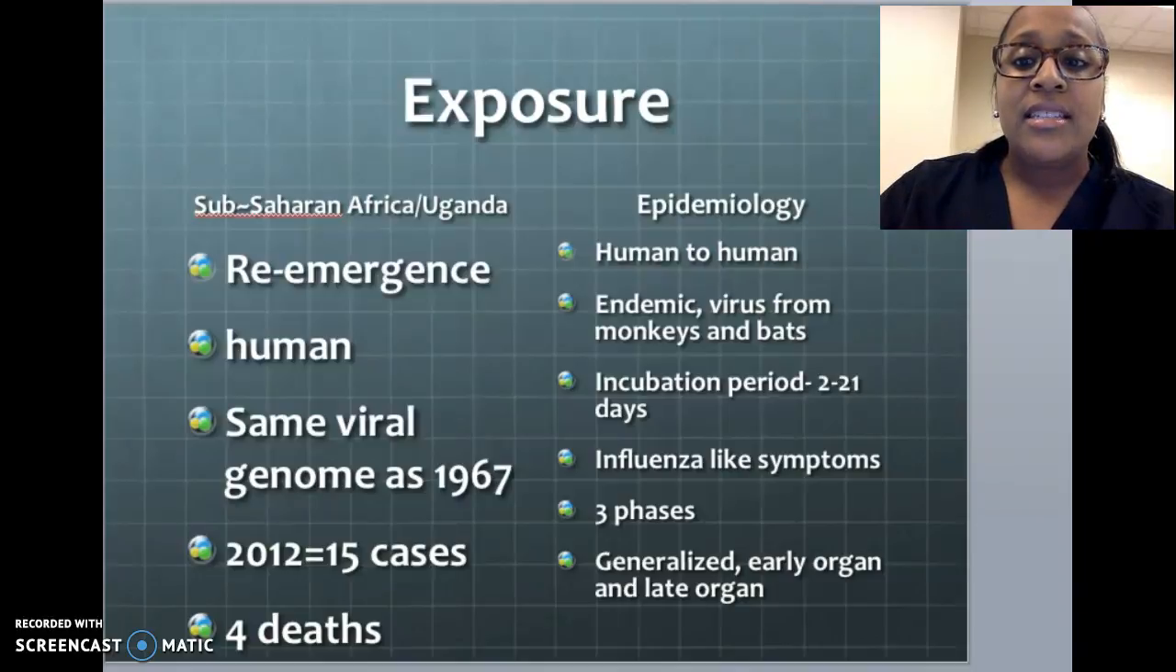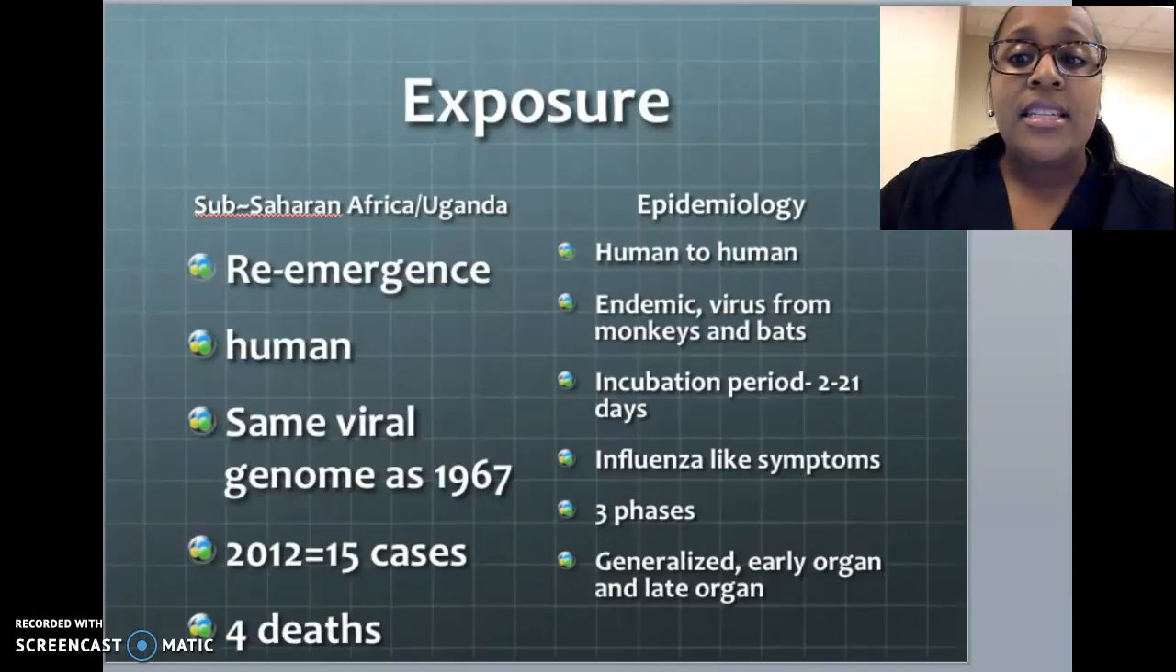Then the next phase that you're going to go into is the early organ phase, and that's when your organs are starting to become affected. A lot of things that happen in this phase are shortness of breath and abnormal vascular permeability. And the major hallmark of this disease is that you do have coagulation problems.